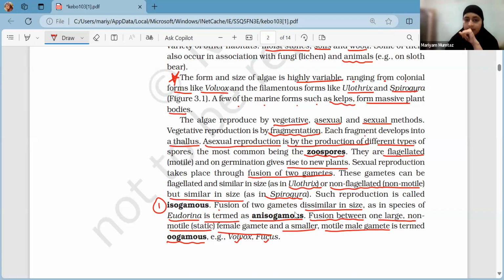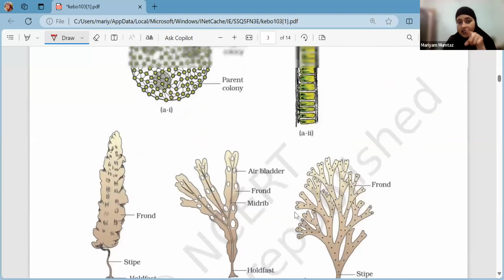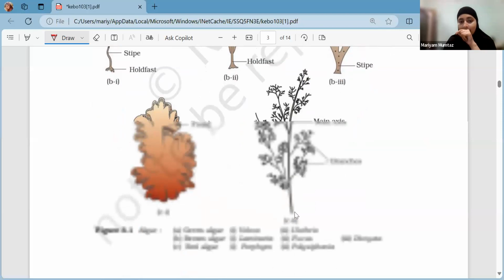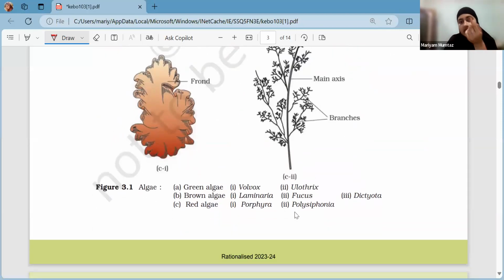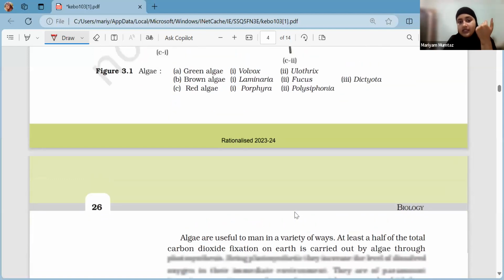Now, if you see all these three conditions, can you tell me which one of the following exists in human out of these three? Oogamous. All right. Now again, these diagrams that are there, you should know which one is which, because they have given the labeling also. They may give the diagram and ask you to label it or which organism this is.